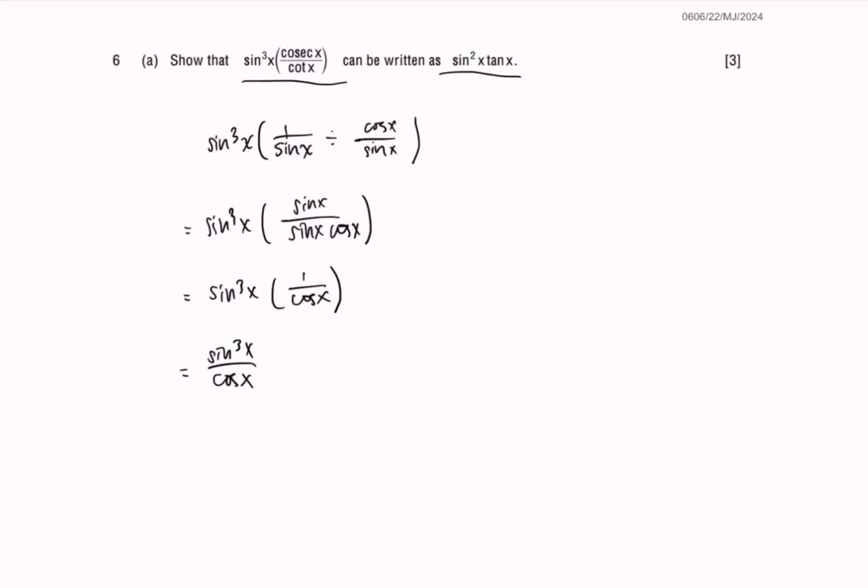And actually, you can just take one of the sine x out from the sine cube x. So this will give you sine square x and sine x over cos x, which will then give you sine square x times tan x. So yeah.